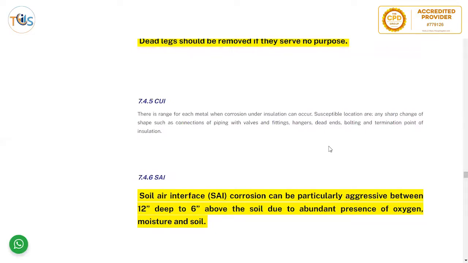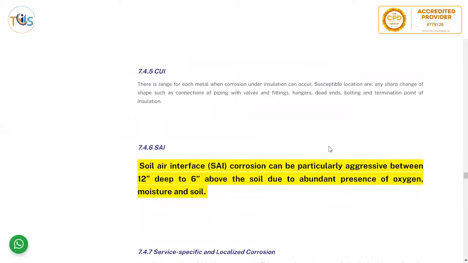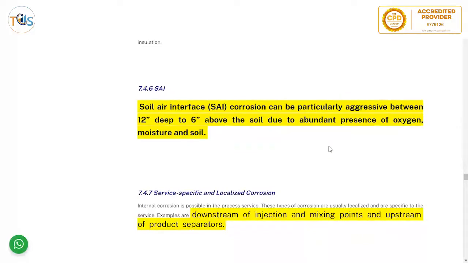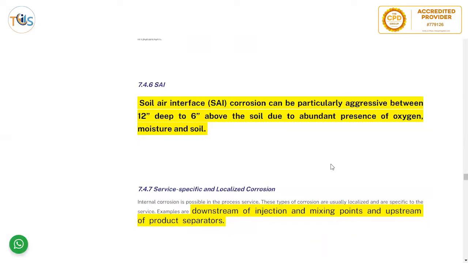Corrosion under insulation. There is a temperature range in which corrosion under insulation can occur. Susceptible locations are any sharp change of shape, such as connections of piping with valves and fittings, hangers, dead ends, bolting, and termination points of insulation. These are the susceptible areas for corrosion under insulation.